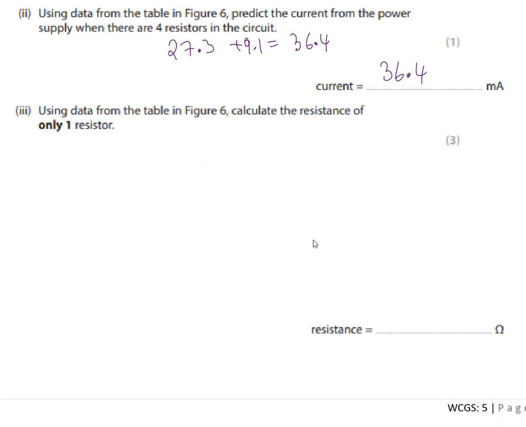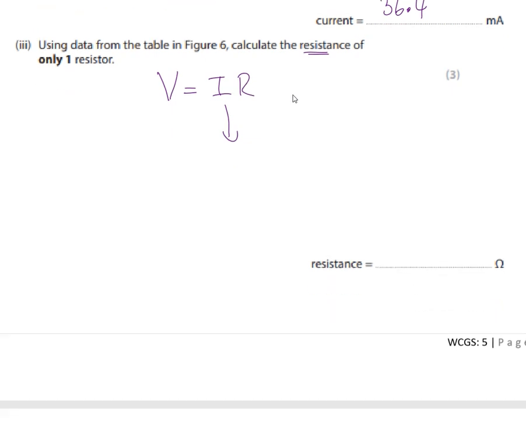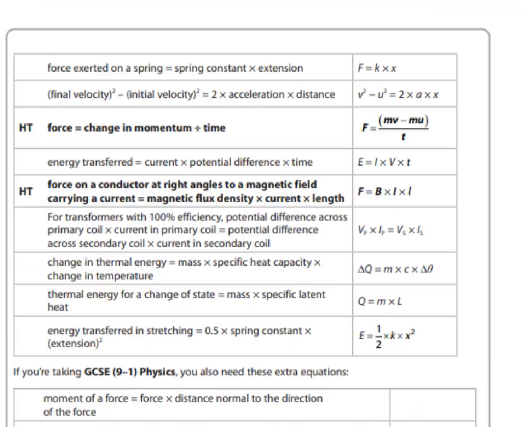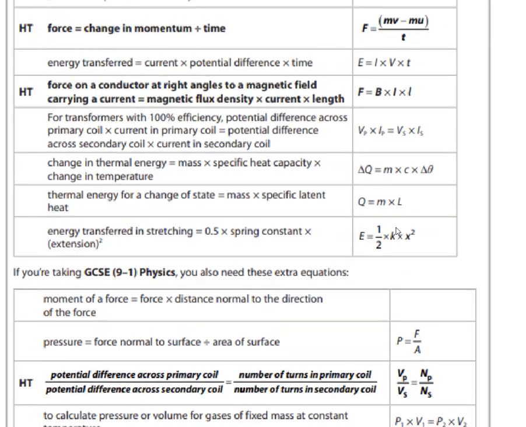Now use the data to calculate the resistance of only one resistor. Now the equation is given to you at the back, so you need to look back into your equation sheet and find it. Therefore we're going to be using V equals I R. Look, this is 3 marks. Now let me just take a moment and go to the back and help you find the equation there. Okay, let's look for it together.